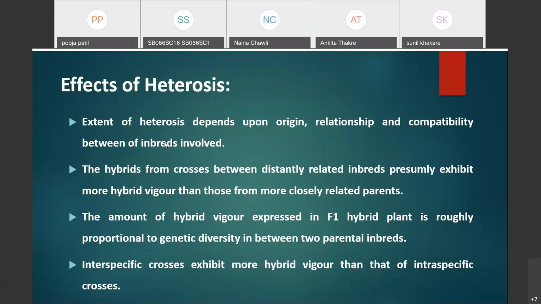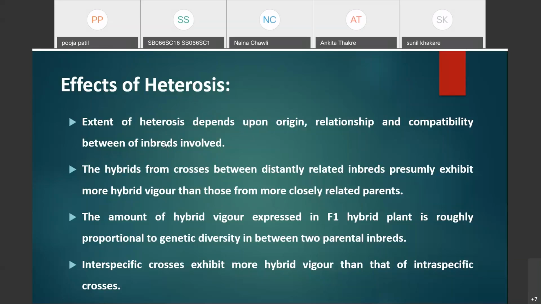Then the effects of heterosis. Here you can see the extent of heterosis depends upon the origin, relationship and compatibility of the inbreds which are involved in the crossing process.